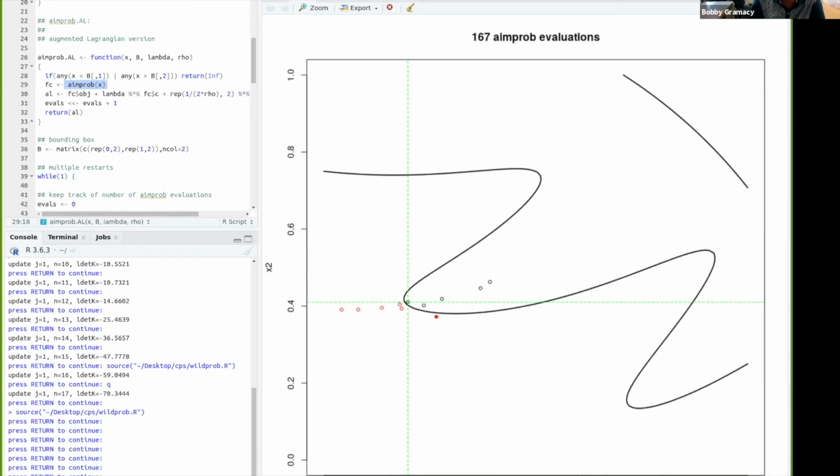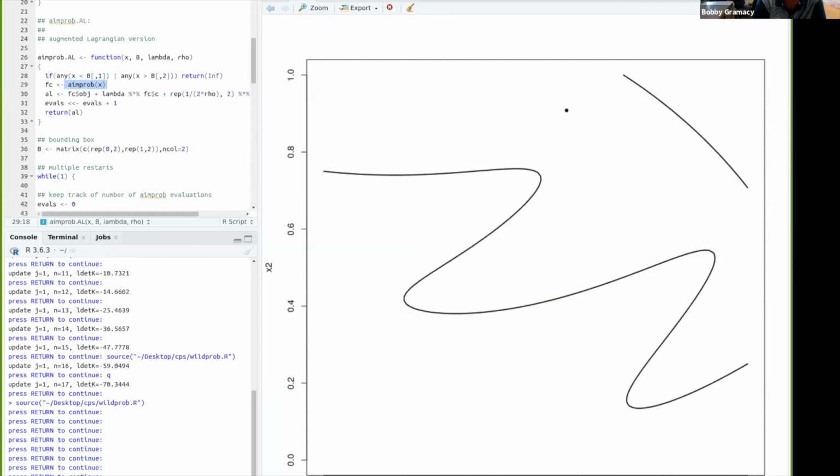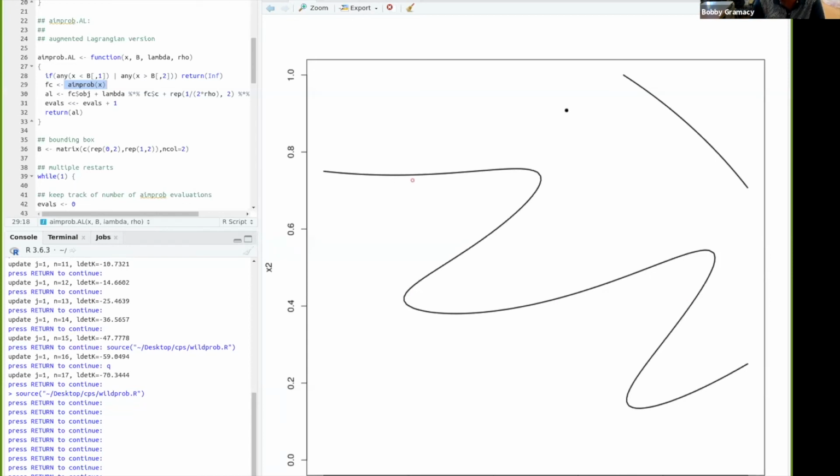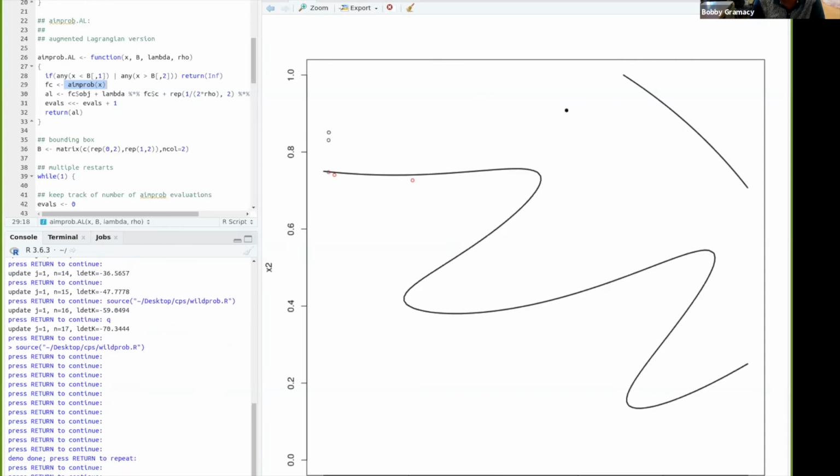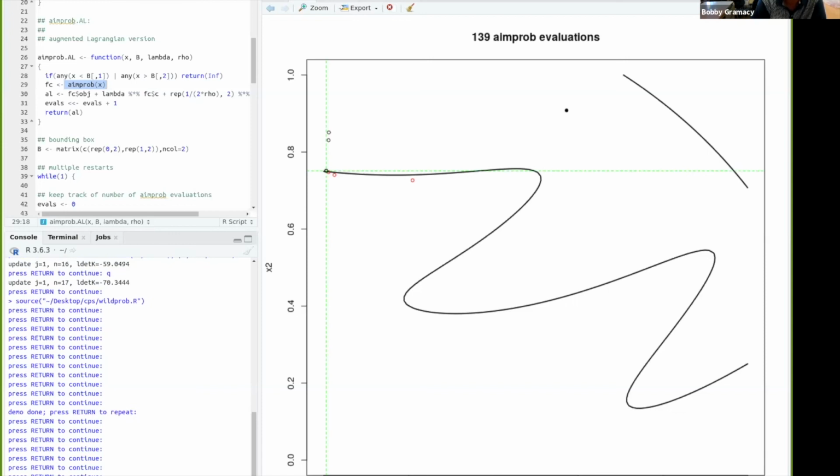When I press return, it's going to repeat with a new random initialization. I colored the points black when they're in the satisfaction region and red when they're not. Okay, this one, same algorithm. You can see it's converging to a different spot. And it evaluated the expensive function 139 times. So we're not getting a global solution, but it's a good solution. This is one of the local minima, but it's taking a lot of evaluations, repeating.